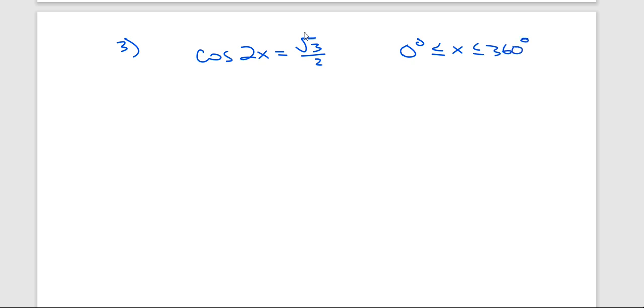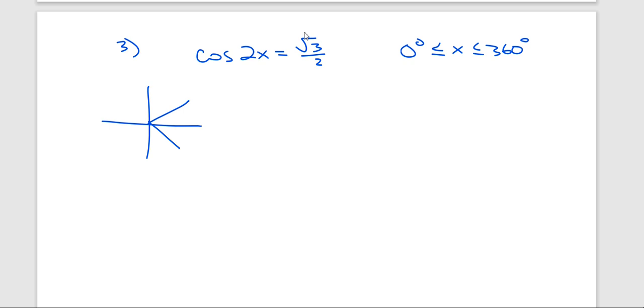Okay, so this one's going to look a little bit easier, but there's something new to consider. So I'm going to give you question 3, and this says cosine of 2x equals root 3 over 2. And again, I want x to be anything between 0 and 360 degrees, so we've got to consider the entire circle. Okay, so first of all, where is cosine positive? So cosine's positive in quadrant 1 and quadrant 4.